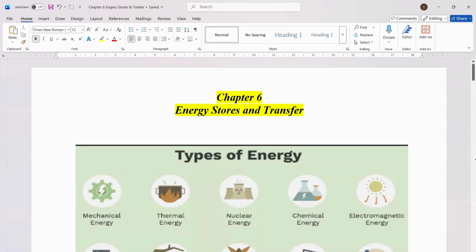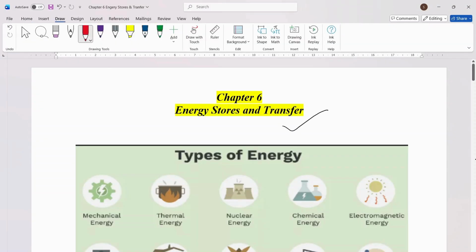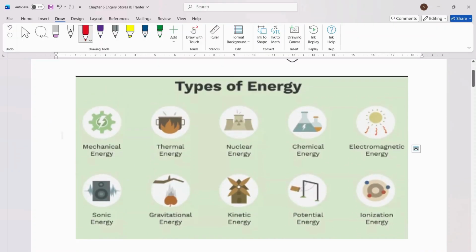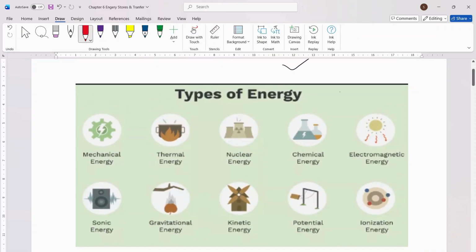Let's start chapter number 6, energy stores and transfers. You can see here there are different types of energy: mechanical energy, thermal energy, nuclear energy, chemical energy, electromagnetic energy, sonic energy, gravitational energy, kinetic energy, potential energy, and ionization energy.